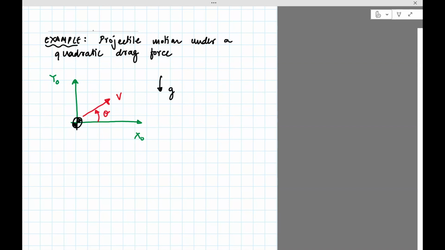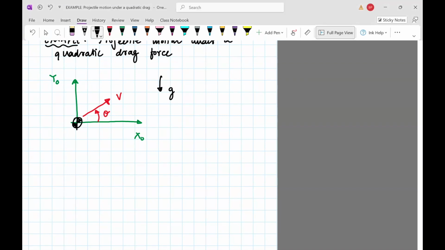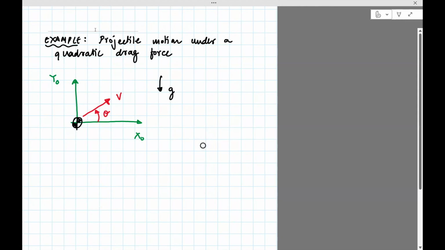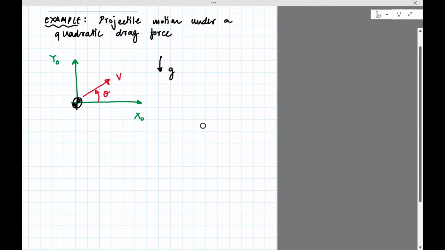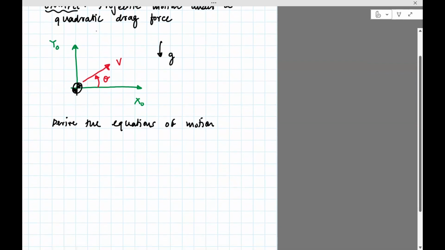Okay, now if there was no drag force, this is a kinematics problem, right? You have been told how to do this. This is high school physics. But if there's a drag force, then you need to invoke Newton's laws to write the equations, because the only way force comes into this is through dynamics. So the question is to derive the equations of motion. Before I derive the equations, let me just explain to you what a quadratic drag force looks like in terms of equations.